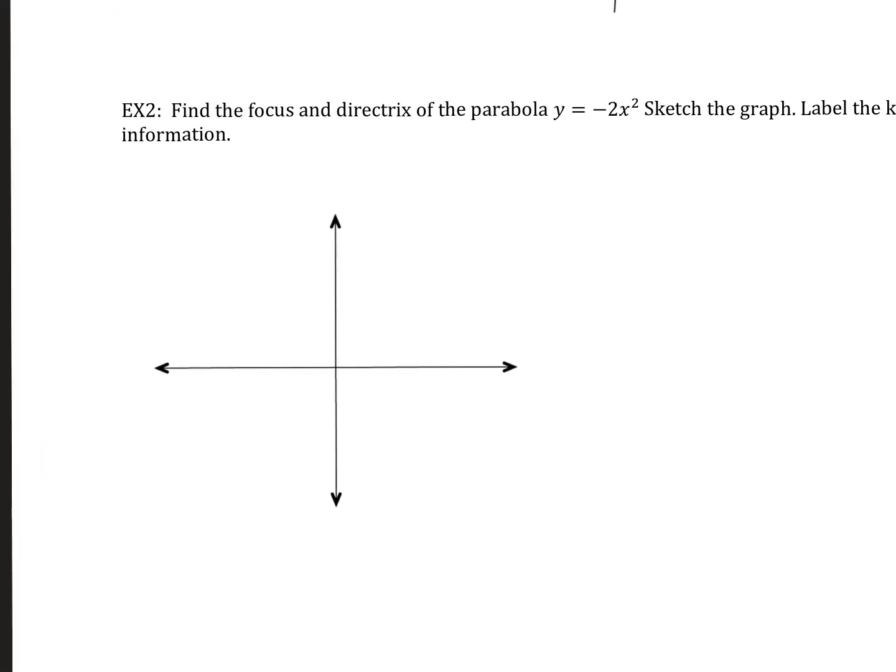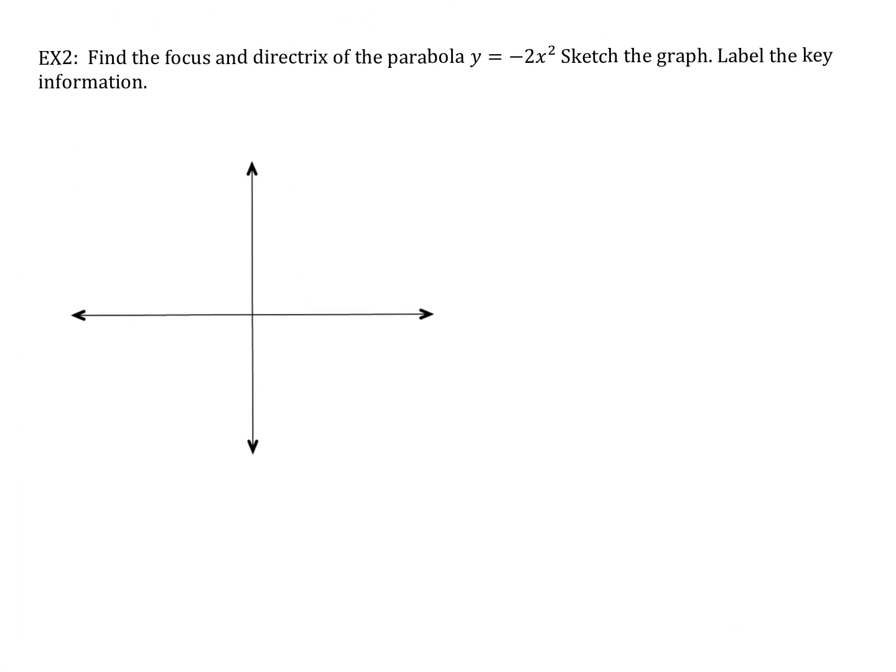Now let's take a look at example 2. Find the focus and the directrix of the parabola y equals negative 2x squared. Sketch the graph. Label the key information. So once again, what is the key information we're looking for in a parabola? Focus, directrix, vertex, and 2 points. What are we given? Well, we're given y equals negative 2x squared, and we're told to find the focus and the directrix. What about the vertex? What's the vertex?